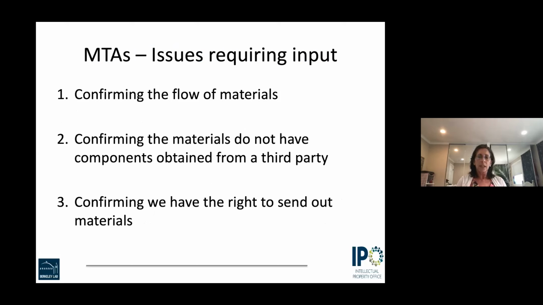Also, we need to confirm that any material we'll be sending out doesn't contain components from a third party. An example of that, again in the biosciences area, would be if we're sending out a strain of bacteria with a plasmid that has a gene or some other components. If we are sending out materials that have third-party components, we need to do a little bit more research to make sure that we have the right under a material transfer agreement or a purchase order or some kind of document that allows us to resend materials.